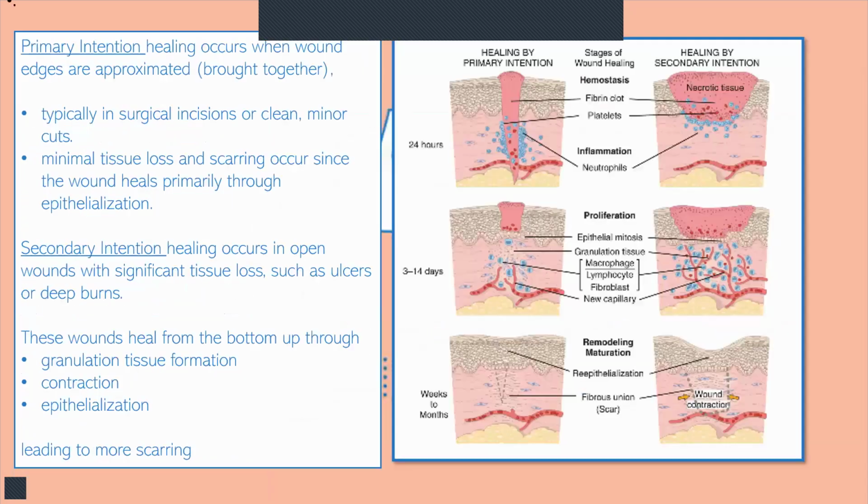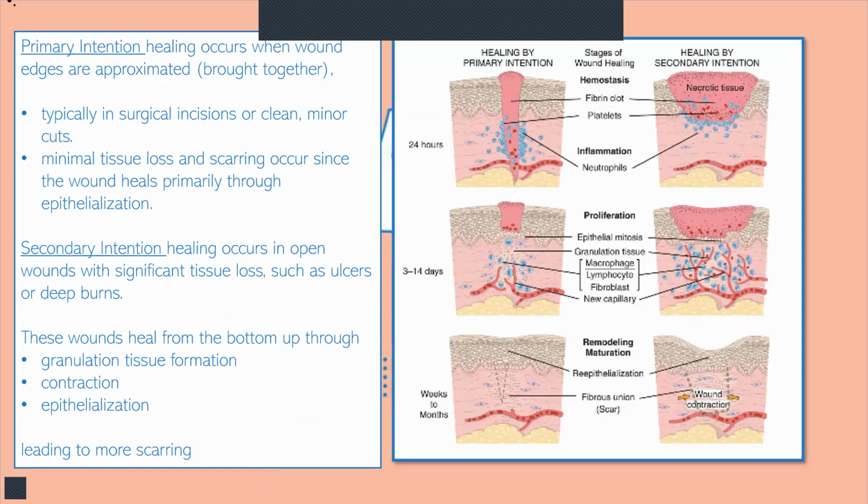Wound healing occurs through two primary mechanisms: primary intention and secondary intention. These processes describe how tissues regenerate and repair following injury, with differences based on wound type, tissue loss, and the complexity of healing.